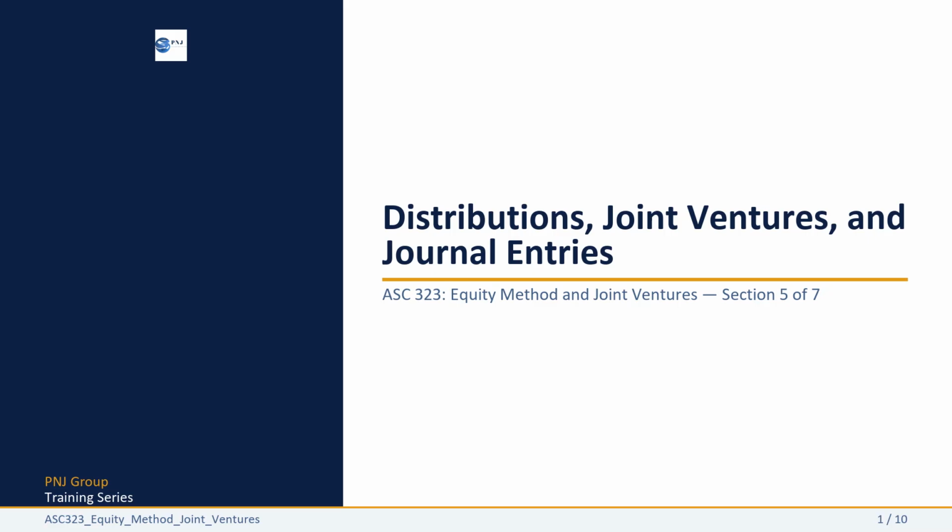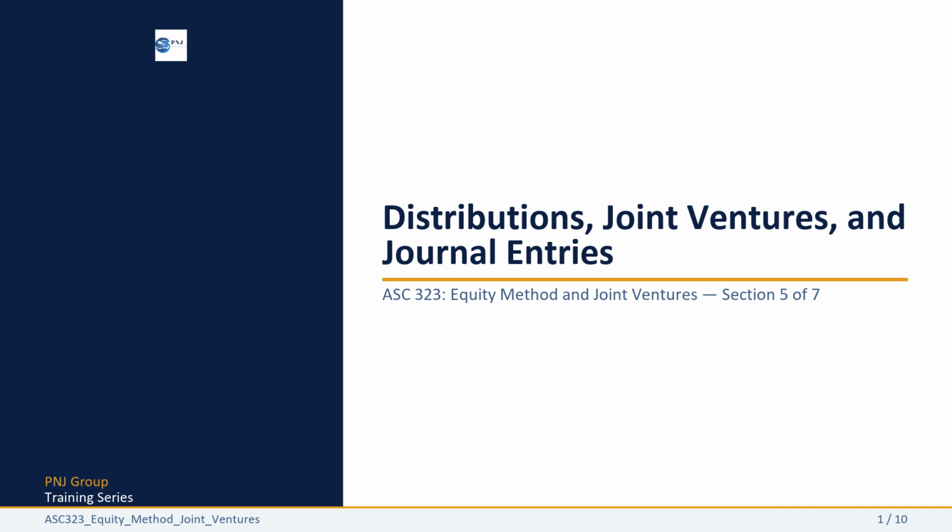In this section, we bring together three of the most tested and most misunderstood areas of equity method accounting: how distributions from investees are treated, how joint ventures work under United States generally accepted accounting principles, and how every major equity method scenario translates into a complete journal entry.